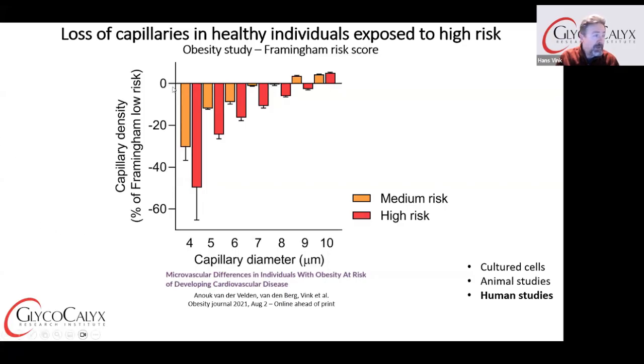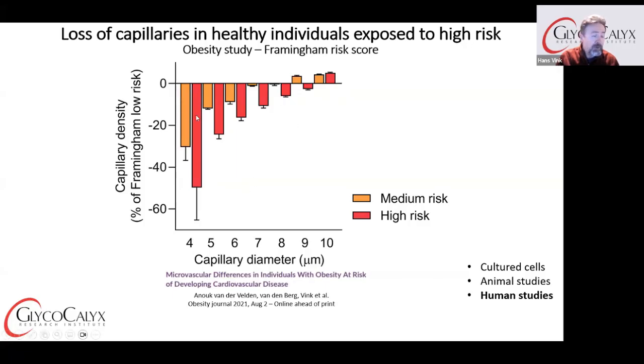So the 0 level is a normal level of red cell perfused capillaries in the low risk group, and then orange is the medium risk individuals, and red are the high risk individuals. And then these are the loss of capillaries of different diameters from left to right. So the smallest ones are on the left, so the 4 micron or 5 micron, 6 micron capillaries.